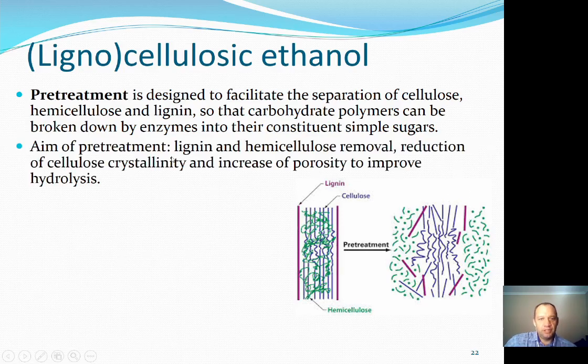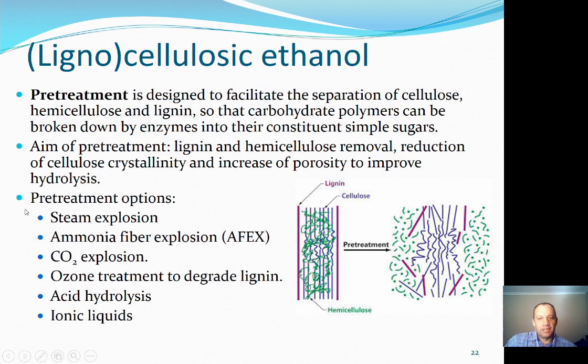So the aim of pre-treatment is to remove most of your lignin and hemicellulose from the cellulose, reduce the cellulose crystallinity and increase the porosity of the material overall. And that allows water to get in there, and that allows improved hydrolysis. So there are different pretreatment options, and in later journal clubs we'll talk about this again. Just some examples for now.